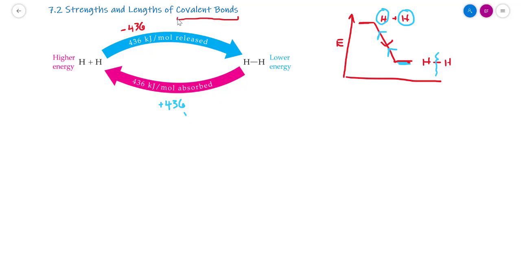We call this, and we've already referred to this when we talked about Born-Haber cycles, the bond dissociation energy. So the bond dissociation energy is equal and opposite to the energy that you get from forming the covalent bond. In other words, it's the energy that you've got to put into the system to go back from the stable place to the less stable place to break that bond apart.